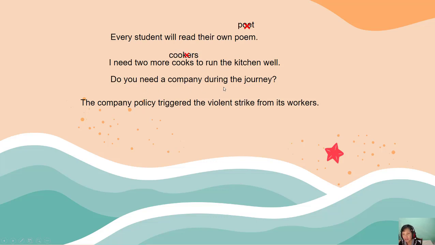Do you need a company during the journey? The company policy triggered the violent strike from its workers. So do you see the difference? The difference is that this one is a person. A company here is someone or a person with you. While the company policy here, it is a thing. It is like a firm. So it is the same in form, but the meaning is different.